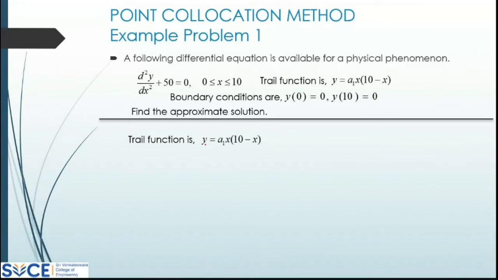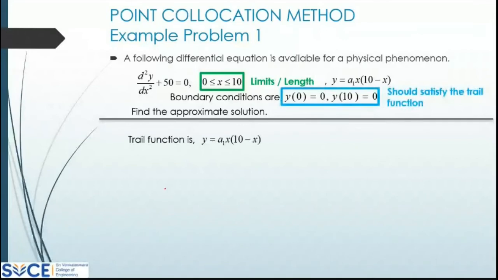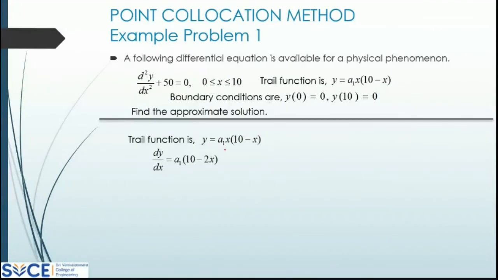So I want to substitute this trial function in this equation. What I do, I have to differentiate this trial function twice. So first let me differentiate once. I'm saying that it has to satisfy the boundary condition. Let it be. So when I differentiate once, what I'll get? I will get a1, so this will become 10 and minus x square. Differentiating x square, you'll get 2x. So this is what we are getting. Again, differentiating, we'll get a1 into minus 2. We are getting something like this.